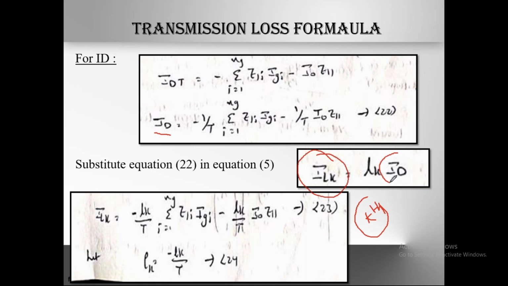Now from this equation, just substitute equation 22 here. Now the equation becomes like this: ILK, that is the loss of current at the kth bus, is equal to LK divided by T. So all this we will get. Finally, the minus LK by T. So this is the term we have, right? And this term can be written as rho K.